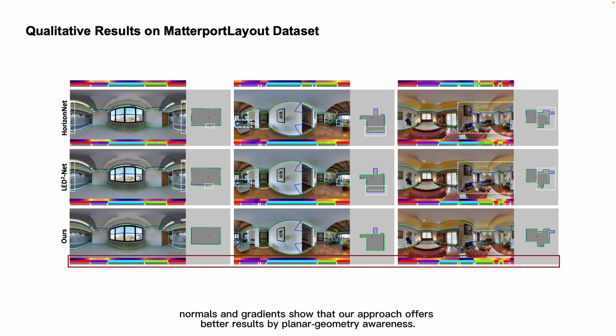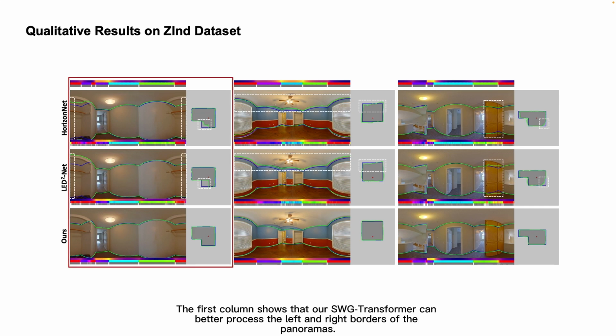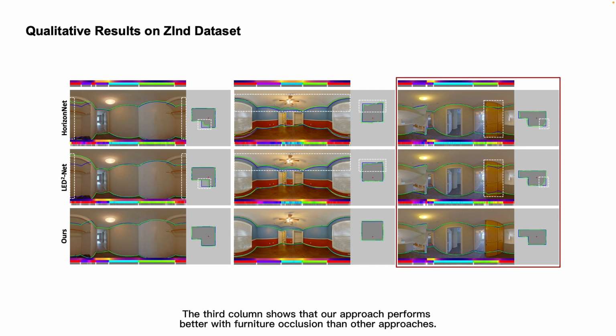by planar geometry awareness. Here are the qualitative results on the XIN dataset. The first column shows that our SWG transformer can better process the left and right borders of the panoramas. The second column shows that our proposed approach has an advantage on non-flat ceiling layouts since it is not affected by the ceiling boundary. The third column shows that our approach performs better with furniture occlusion than other approaches.